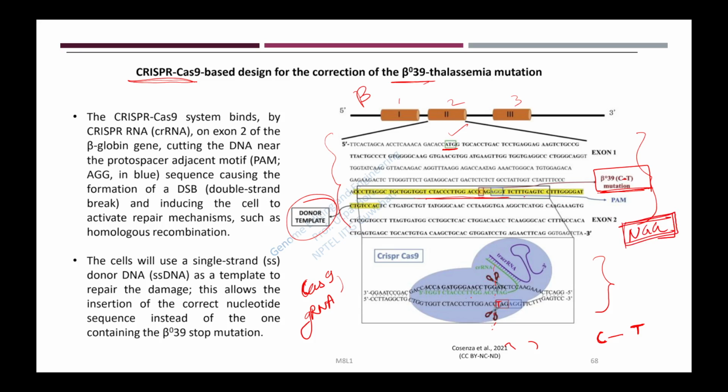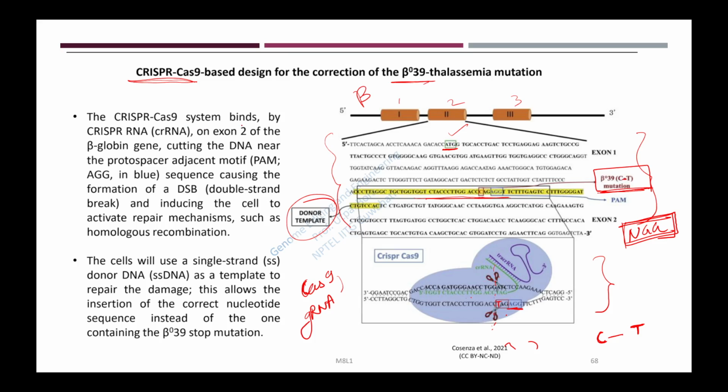So when you give this guide RNA with the help of the PAM sequence, here you can see NGG, the Cas9 will be guided here with the guide RNA and the PAM sequence, and will make a cut in this particular strand where the PAM sequence is present. So both the cuts will be made.